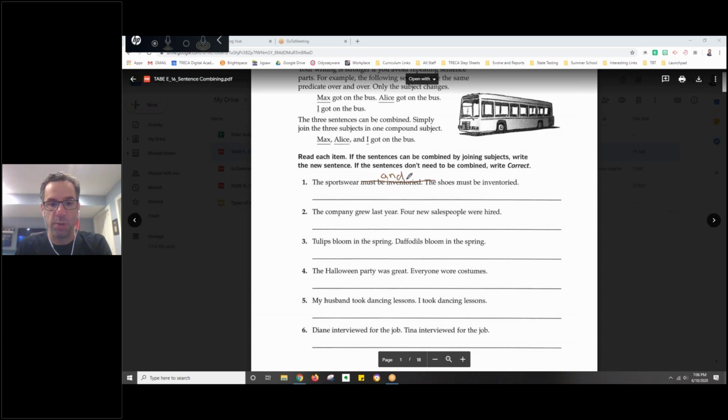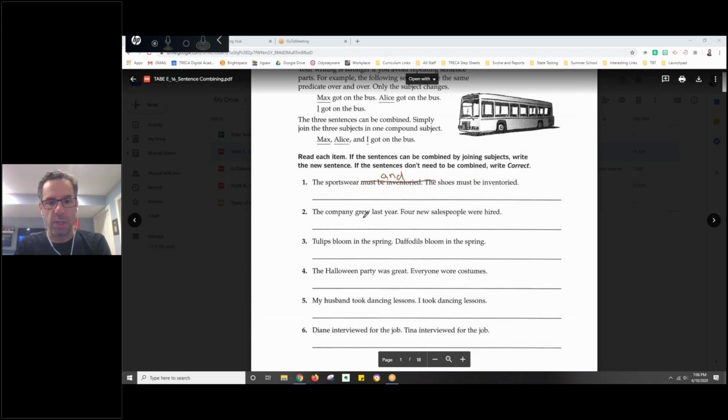and shoes. I don't want to write it because it'll take me too long, but it would say the sportswear and shoes must be inventoried. It makes more sense, and it's quicker, and you can combine the subjects and make it flow a little bit better. We know that the sportswear must be inventoried and the shoes must be inventoried, but we can combine it into one compound subject by saying the sportswear and shoes must be inventoried.